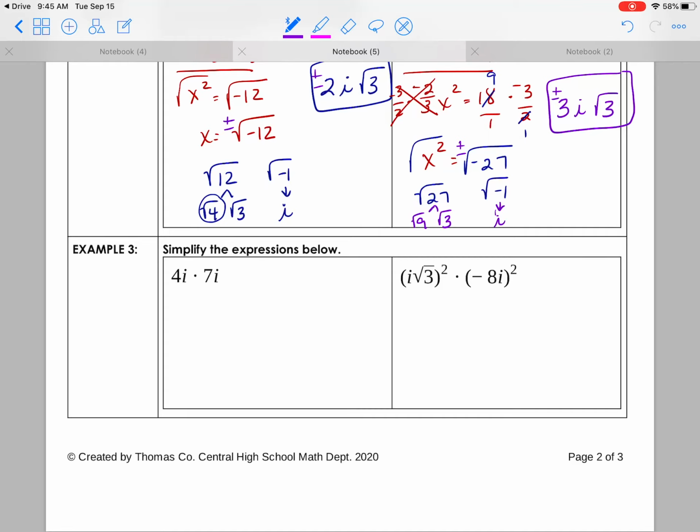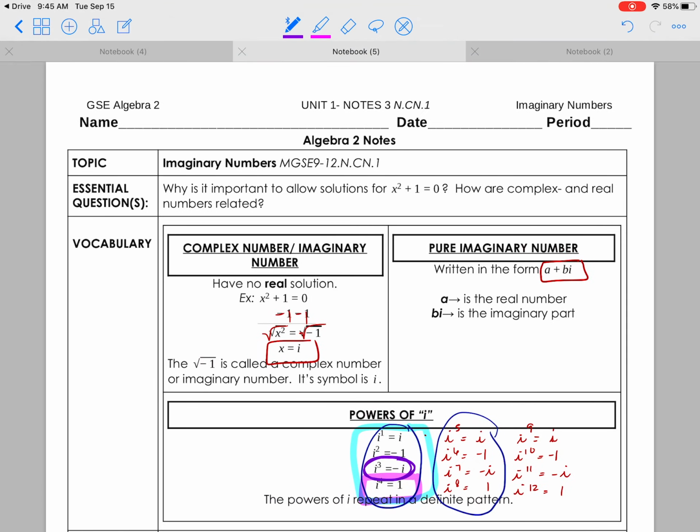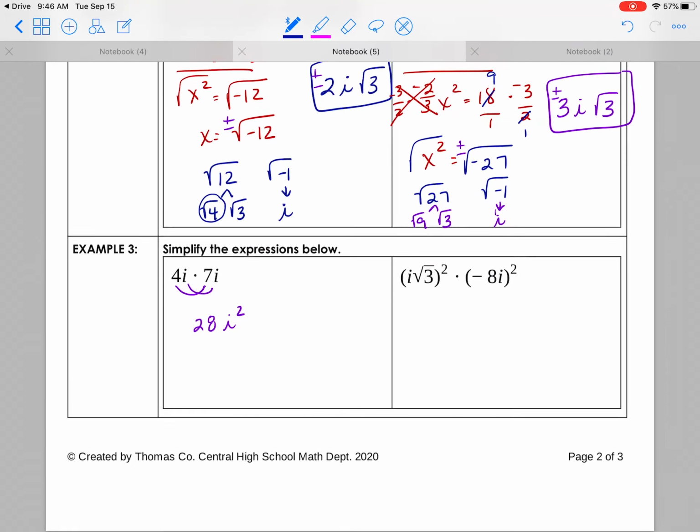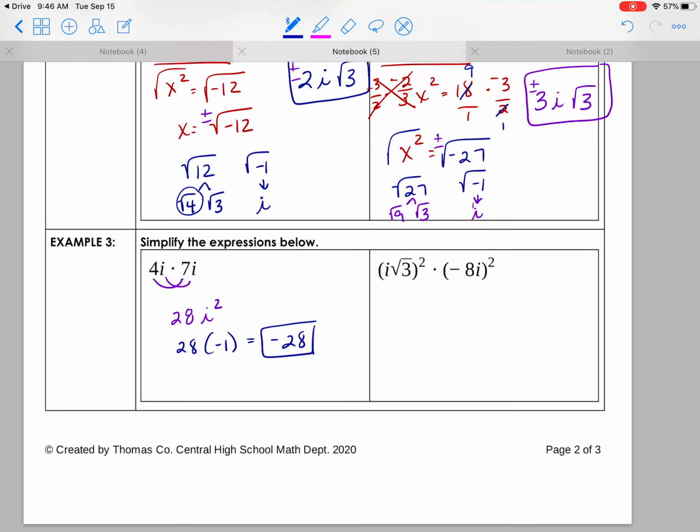Example 3. If I'm multiplying these, 4i times 7i, I'm just going to multiply parts. 4 times 7 gives me 28. i times i is just like x times x. It's going to be i squared. And then, this is why we need to know, I'm going to go back over here. My i squared was -1. So I'm going to turn that into 28 times -1, which is going to give me -28. That's why that pattern's so important.